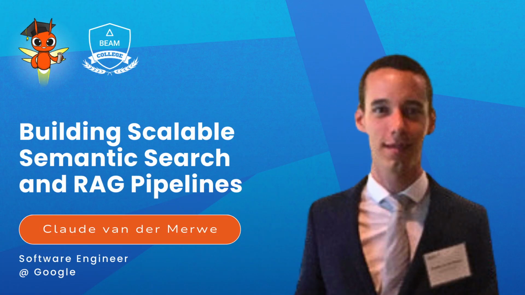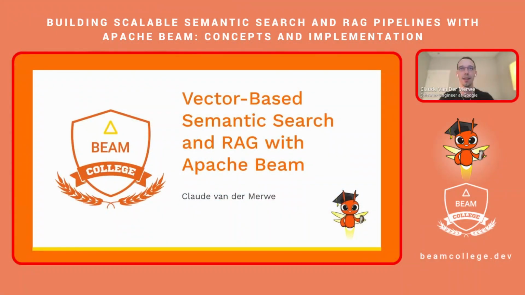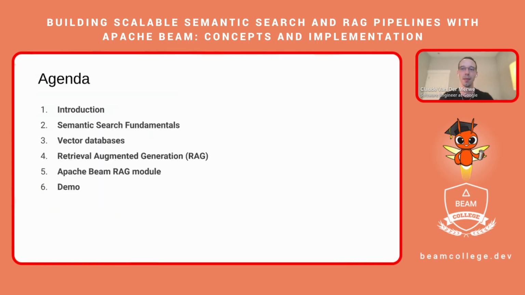I work on Beam, mostly on the Python SDK and trying to make machine learning use cases simpler. So today we'll be talking about introducing the concepts of embeddings, RAG, semantic search, and the role that vector databases play in this process, and how all this can be made possible with Apache Beam's RAG module. And then lastly, we'll have a demo to show what we've learned.